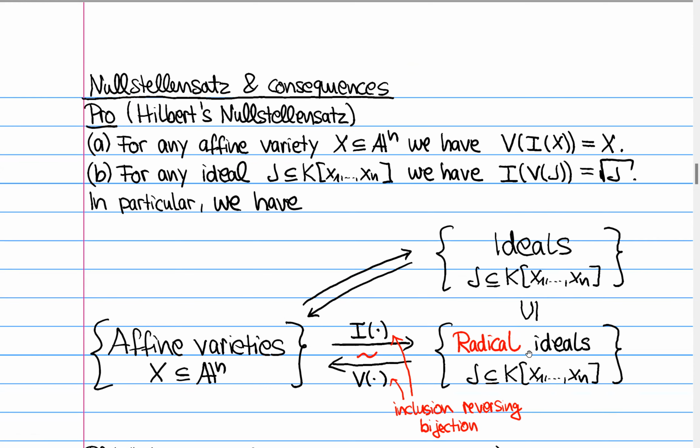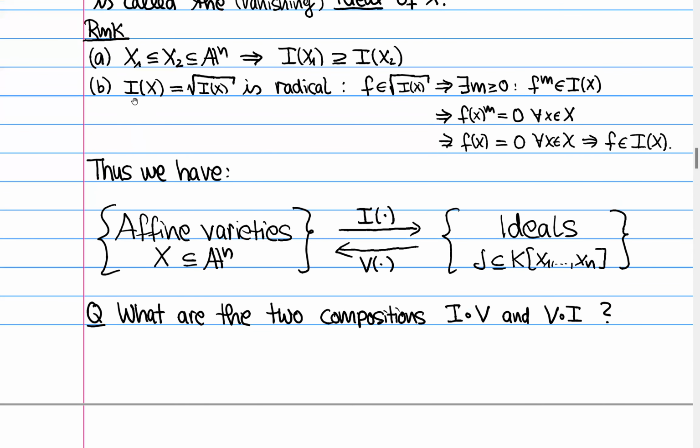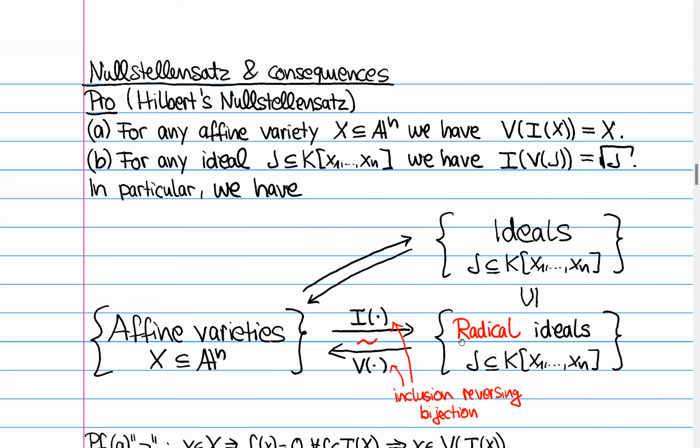If we take the subset of all radical ideals, then by the remark here, we saw any ideal of the form I of X is a radical ideal. So in fact, this I factors through the subset. And then once we restrict to the subset, this actually becomes a bijection, because now if you start with the radical ideal J and then go vanishing and then ideal, then you get the square root of J, which by definition for a radical ideal is J itself. And so here on this horizontal level, I and V are now inclusion reversing bijections.